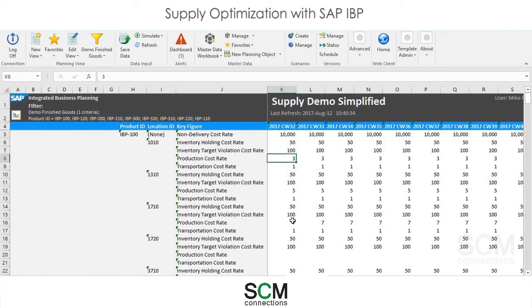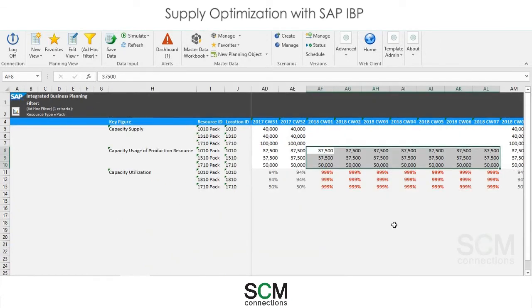Now the optimizer will make all these adjustments and figure out, okay, based on the capacity I have, the downtimes I have, and these production costs, what is the least costly way for me to satisfy as much demand as I can, maybe not all of it, but as much demand as I can, with the capacity that I have. And it's going to try and satisfy as much of it as it can because the non-delivery cost rate is the most expensive. So it's going to try and get rid of all the non-delivery costs first, and then it's going to try and get rid of all the inventory target or safety stock violations second, and then it's going to try and reduce my inventory holding costs third, and then it'll do that by maximizing the available capacity against the production costs.